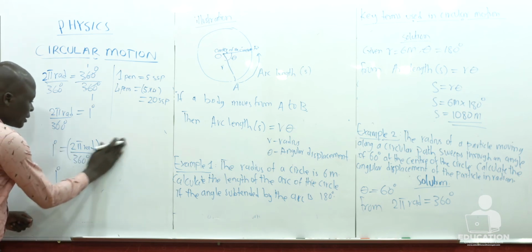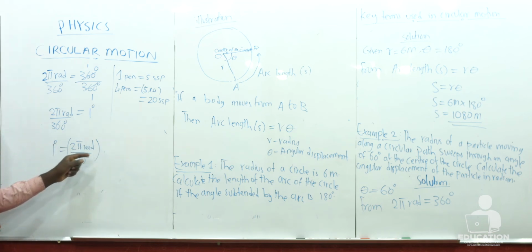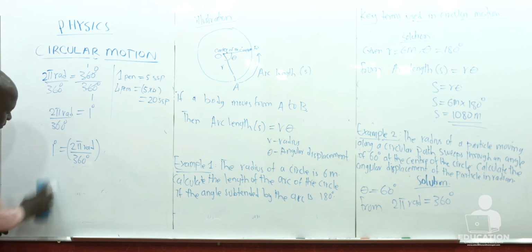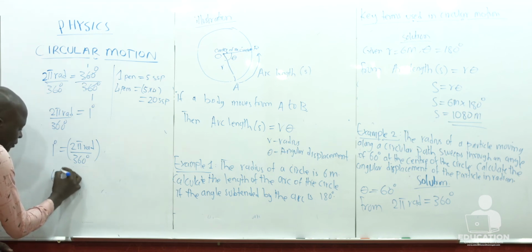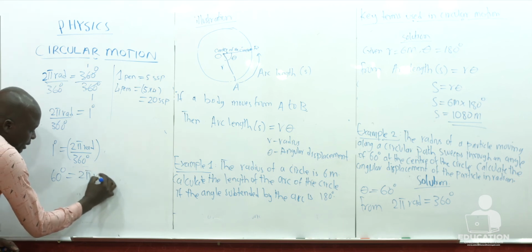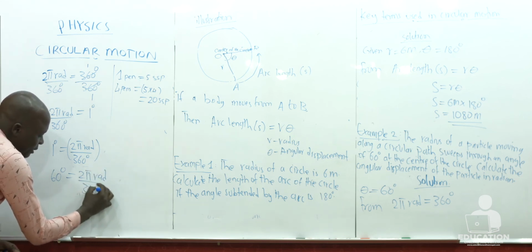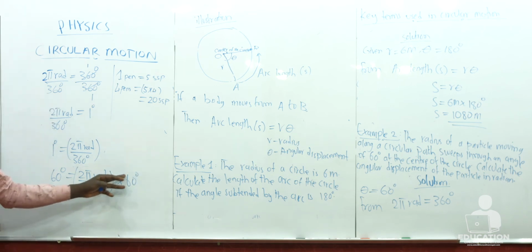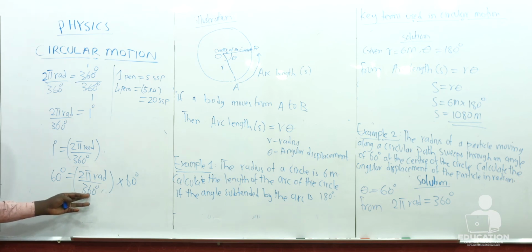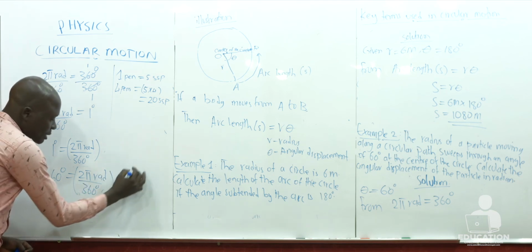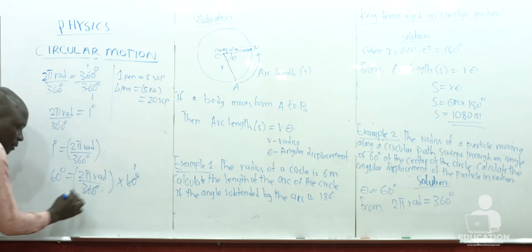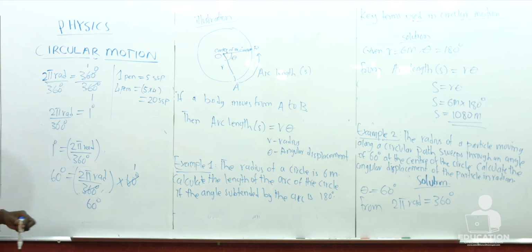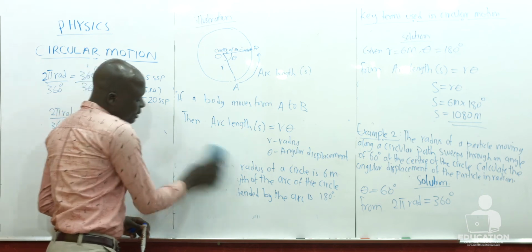Now if 1 degree is the same as 2 pi rad divided by 360 degrees, then what about 60 degrees? 60 degrees is equal to 2 pi rad divided by 360 degrees, the whole of it times 60 degrees. So you find that 60 can be divided into 360. By 60 it goes 1, and 60 into 360 goes 6.